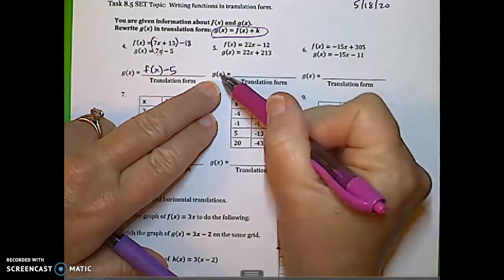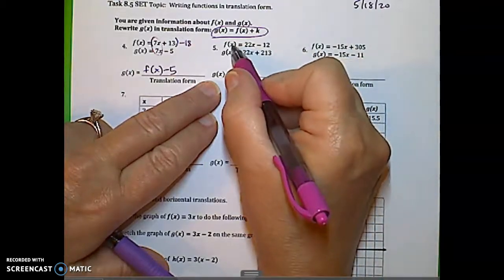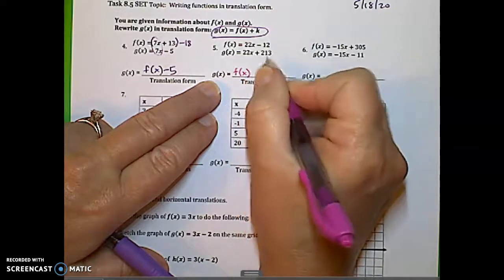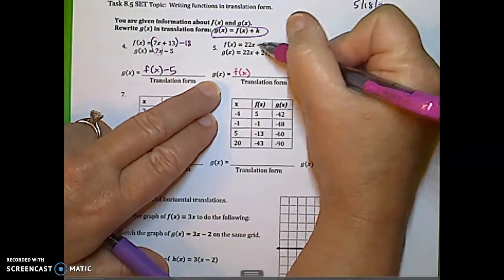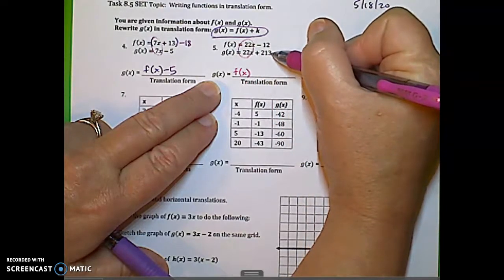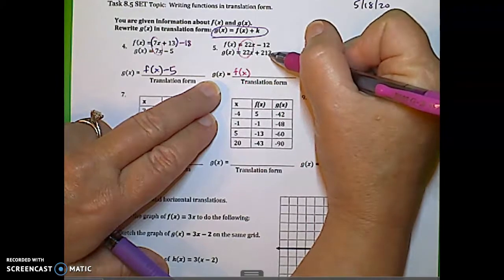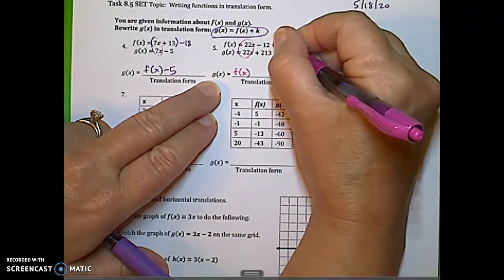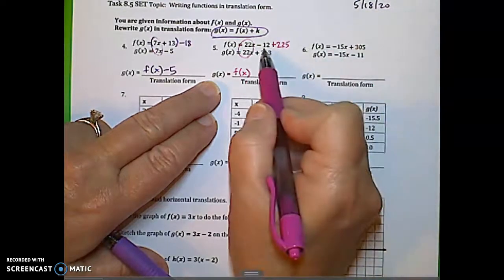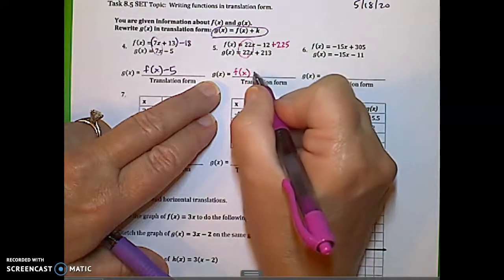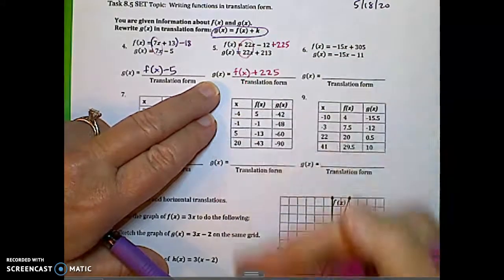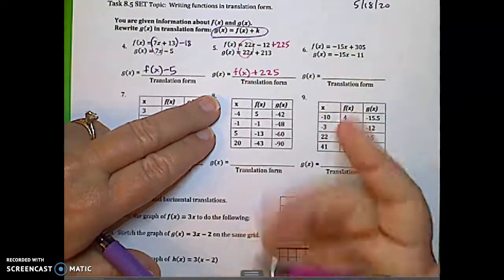Here we go again. What's the translation of f of x to get to g of x? So g of x equals f of x plus or minus something. What do I do? These are the same. What do I do to get from negative 12 all the way up to 213? I need to add, how about 225? Negative 12 plus 225 is 213. So 225 is my value for k. That is my translation, up 225.